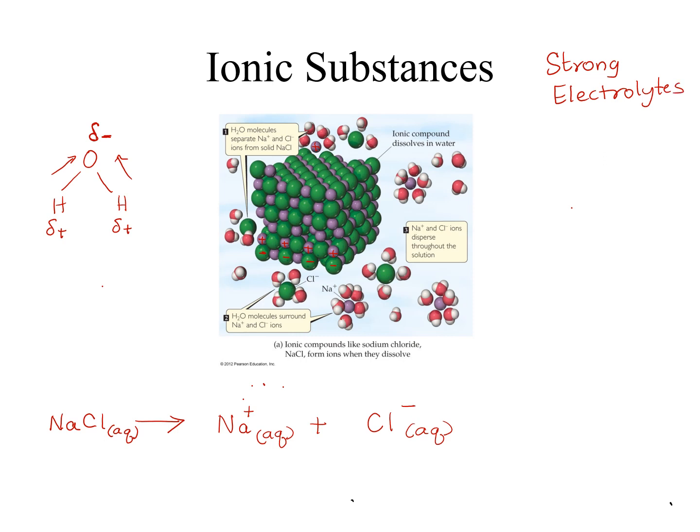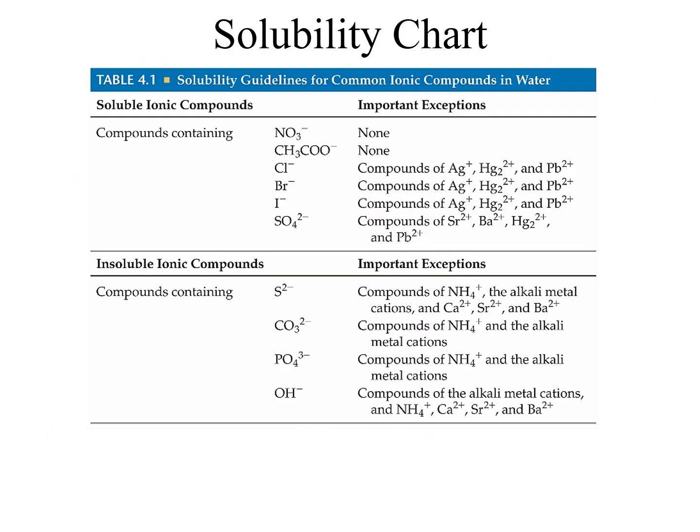Now it's very important to remember that only ionic substances that dissolve will be strong electrolytes. Only soluble ionic substances will be strong electrolytes. If they don't dissolve, they don't produce these ions. So let's talk about how we decide which ionic substances dissolve in water and which don't. This chart is very helpful. It tells you what combinations of ions dissolve in water and what combinations don't. So these are solubility guidelines for ionic compounds in water.